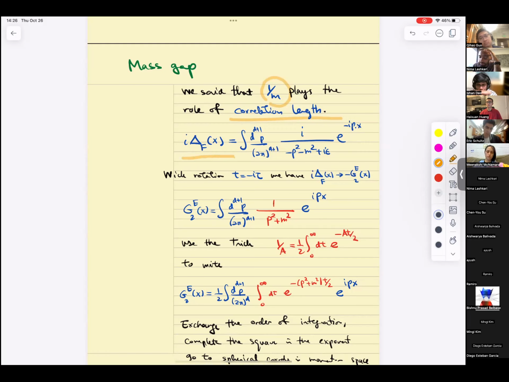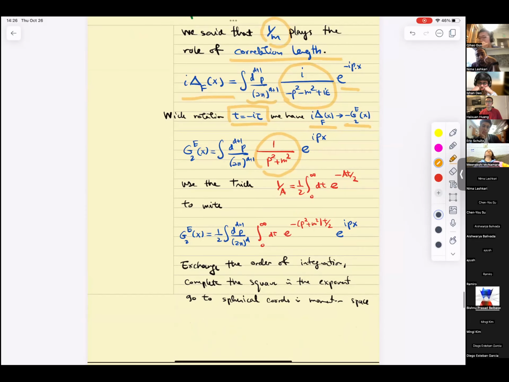So here's your propagator, right? We wrote it as an integral over d plus 1 dimensions of this Fourier propagator in the Fourier space of this form. I'm going to do the Wick rotation. Under the Wick rotation, the Feynman propagator goes to the Euclidean 2-point function. Now, if you just follow this change of variable, you're going to get 1 over p squared plus m squared down here.